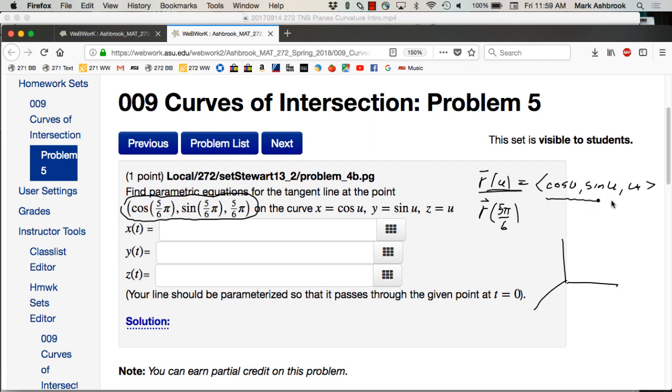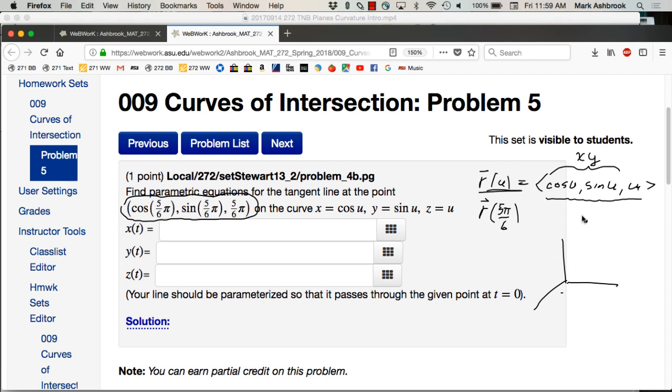First of all, how would you describe cosine u, sine u, u? Just by looking at that, you should be able to imagine what that is. We look at cosine u and sine u for x and y, and that's just our unit circle, right? And then as u increases, z increases with it. So can you imagine what that is? You should be able to. Just a spiral going up, right?